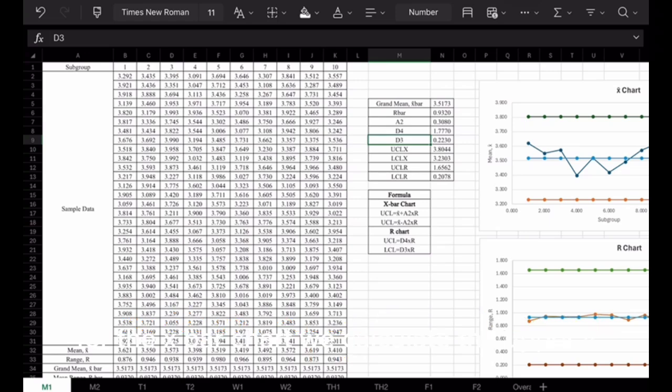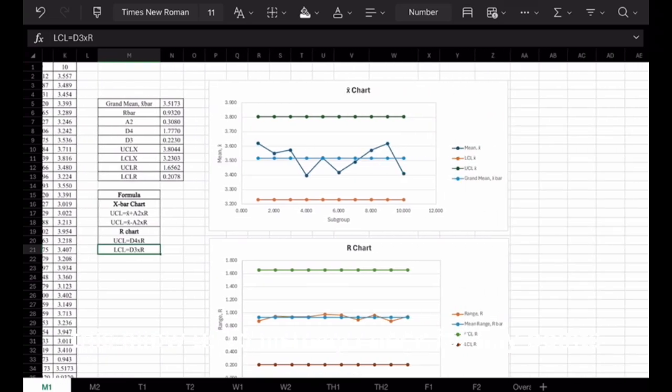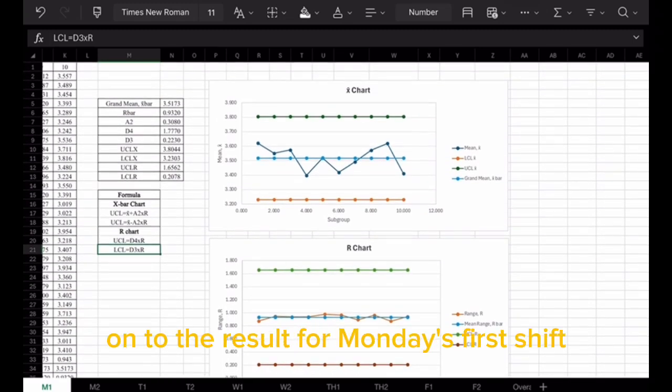For the X bar chart, we calculate the upper and lower control limits using the formula here. And for the R chart, we use the formula here. After computing all these values, we plot the chart using the subgroup means and ranges. This allows us to visually check for any points outside control limits or patterns indicating instability. Now let's move on to the results.